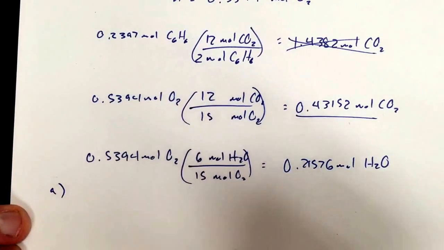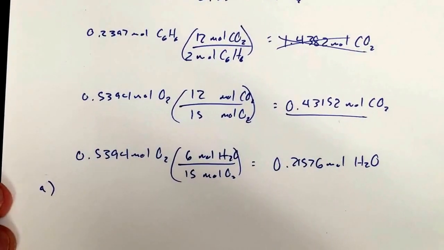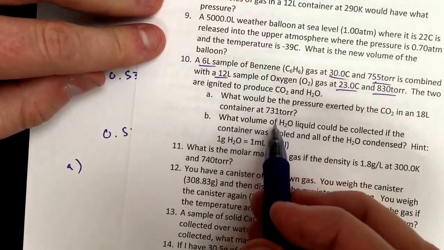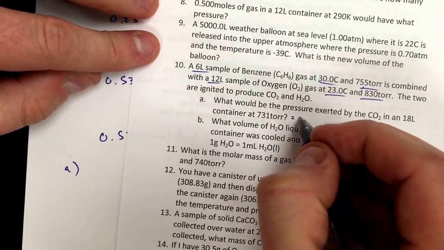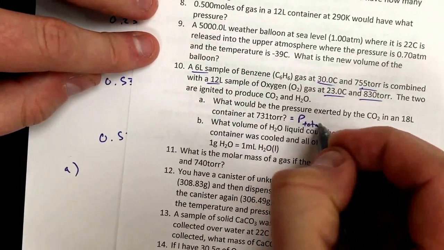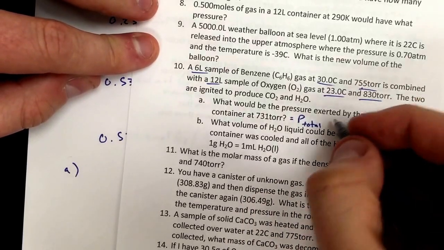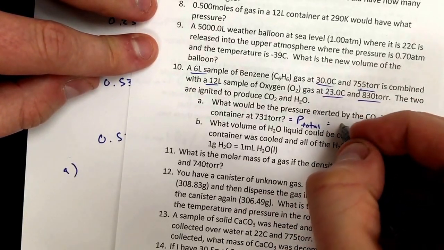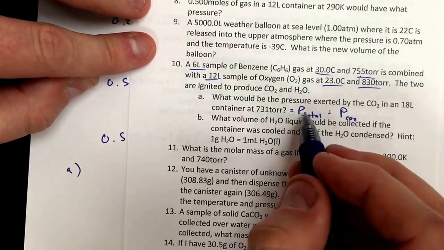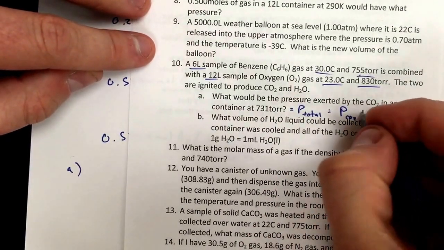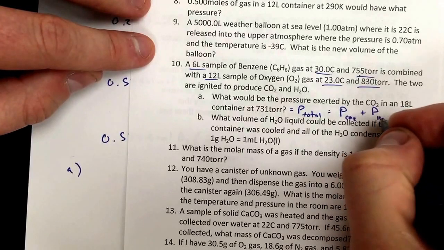So A in the problem itself asks, what would be the pressure exerted by the carbon dioxide in an 18-liter container at 731 torr? So we know the total pressure, this is P total, but we want to know the pressure exerted just by the carbon dioxide. So we want just the pressure of the CO2. And we know from Dalton's law of partial pressures, the pressure total is equal to the pressure of carbon dioxide plus the pressure of the water.